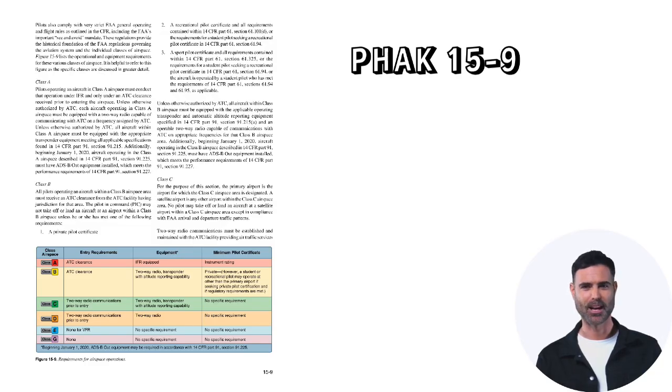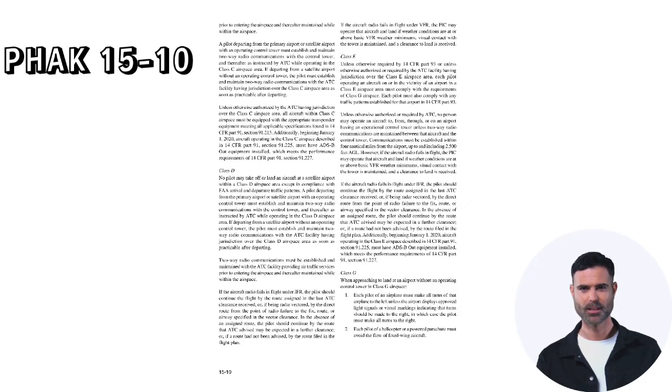Class C. For the purpose of this section, the primary airport is the airport for which the Class C airspace area is designated. A satellite airport is any other airport within the Class C airspace area. No pilot may take off or land an aircraft at a satellite airport within a Class C airspace area except in compliance with FAA arrival and departure traffic patterns. Two-way radio communications must be established and maintained with the ATC facility providing air traffic services prior to entering the airspace and thereafter maintained while within the airspace.